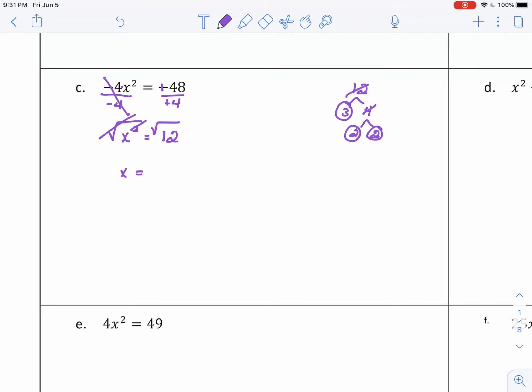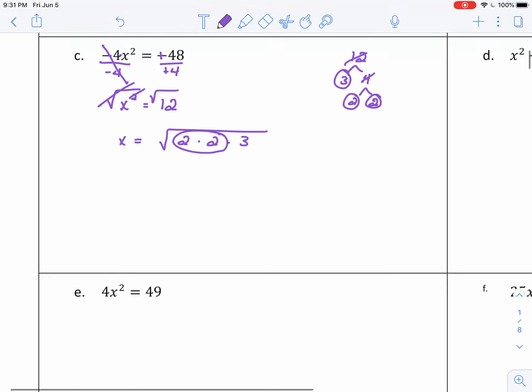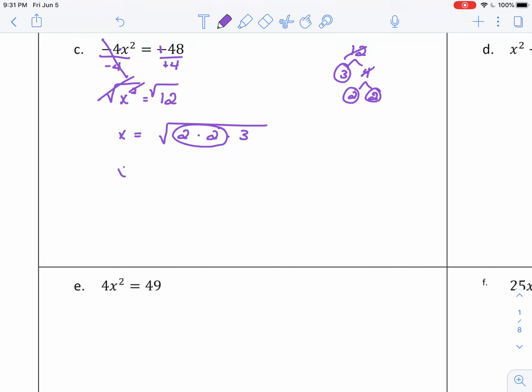Which means the square root of 12 could be written as 2 times 2 times 3. And since pairs make perfect squares, when I have a pair of 2's inside my radical, I can bring a single 2 outside my radical, because 2 times 2 is 4. The square root of 4 is 2. This 3 is still just left over in the radical.